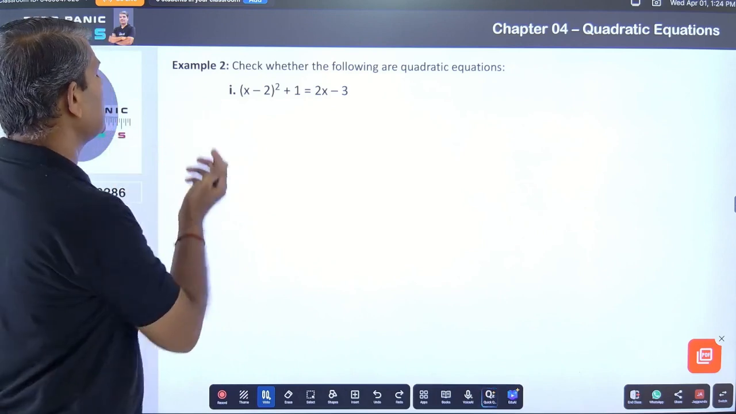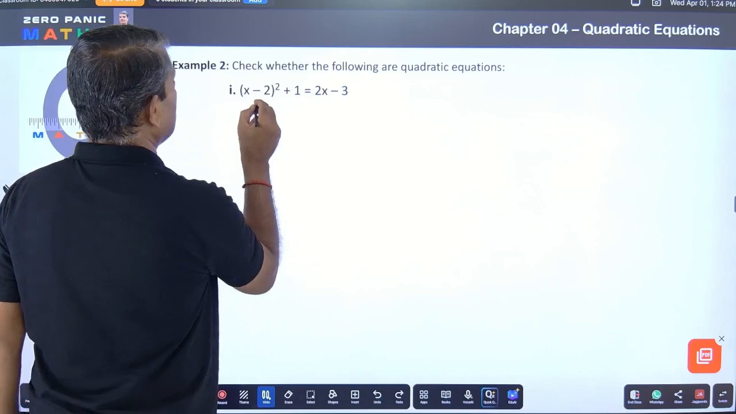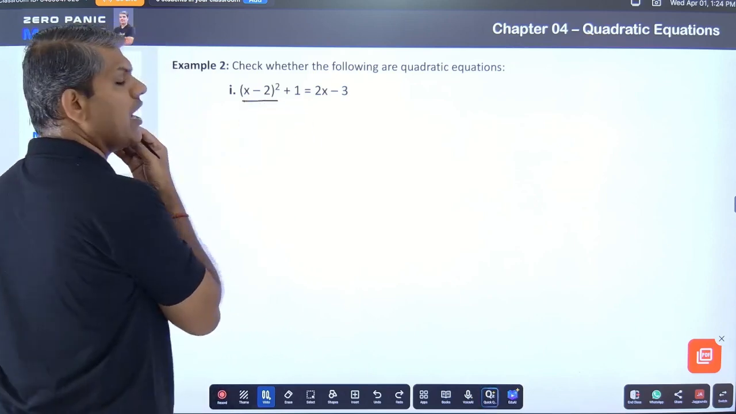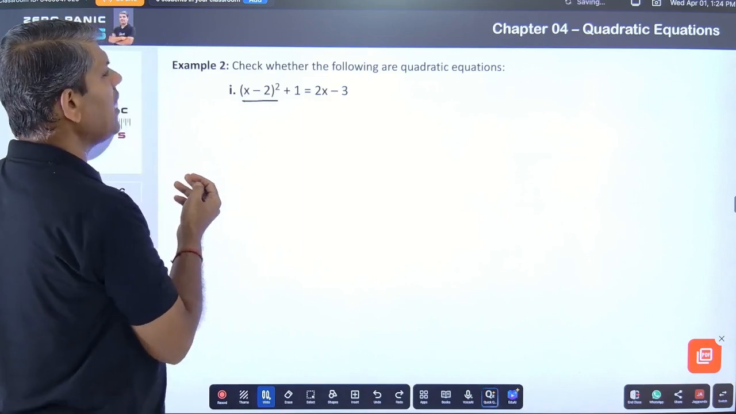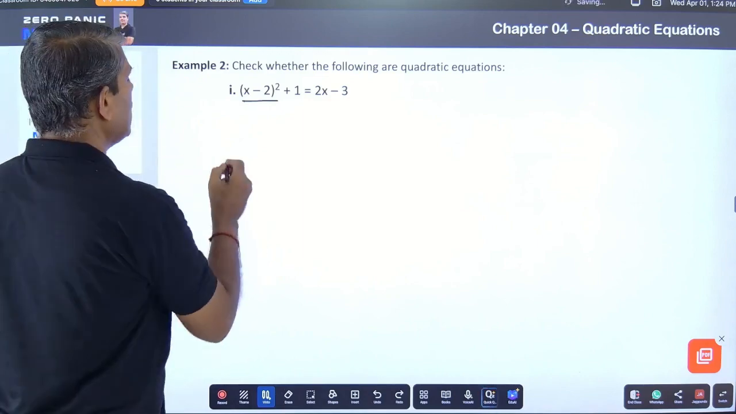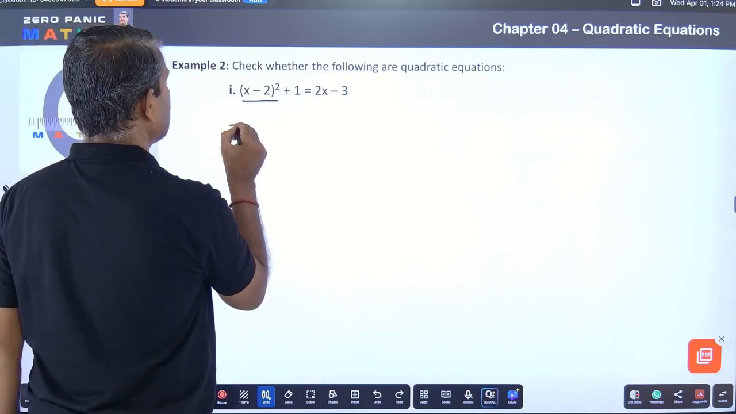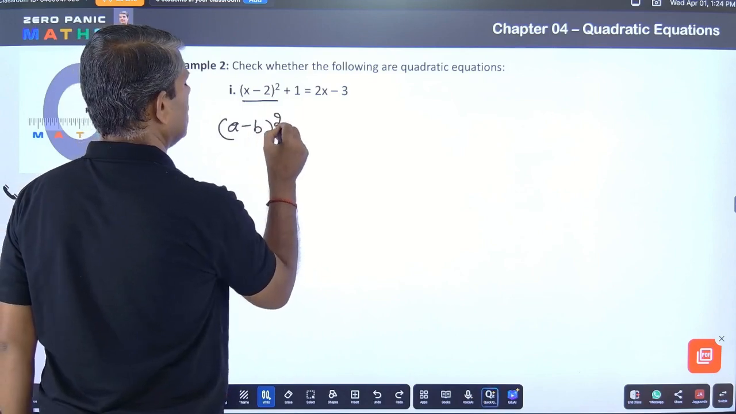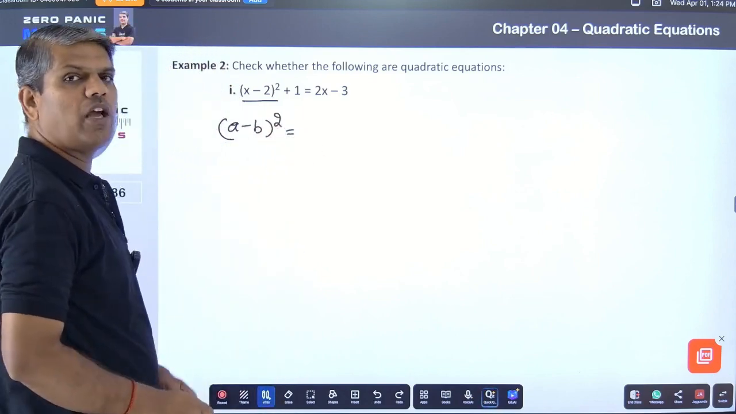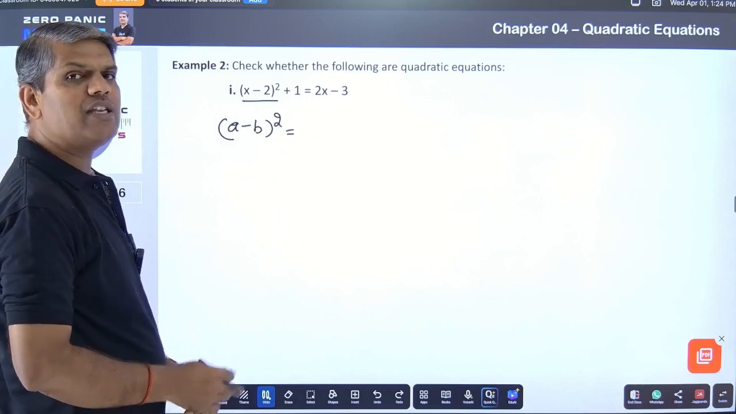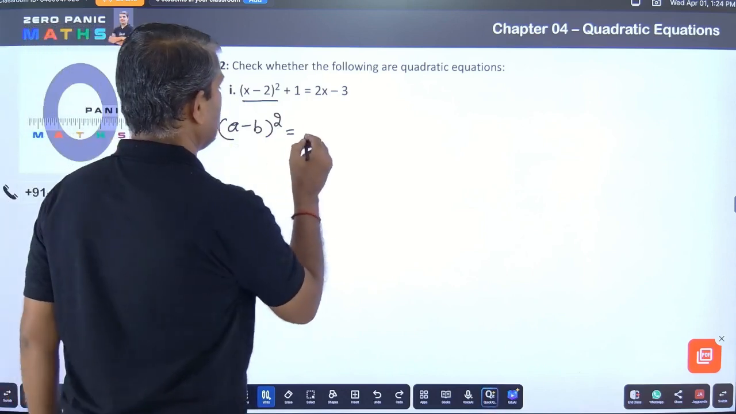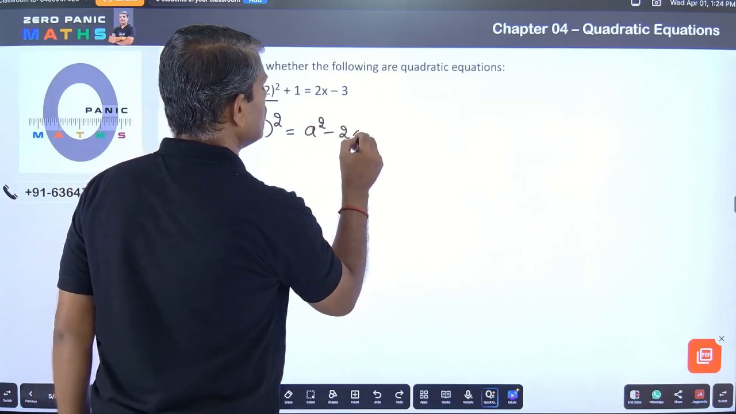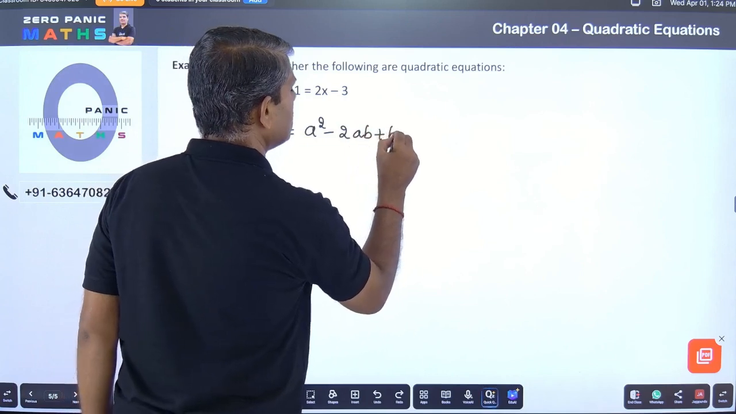Okay, let us resolve this. Now how do we resolve this? It is actually an algebraic formula, a minus b whole square. I will just write that. Hope you remember this. A minus b whole square is a square minus 2ab plus b square, right? We are going to use this, a square minus 2ab plus b square.